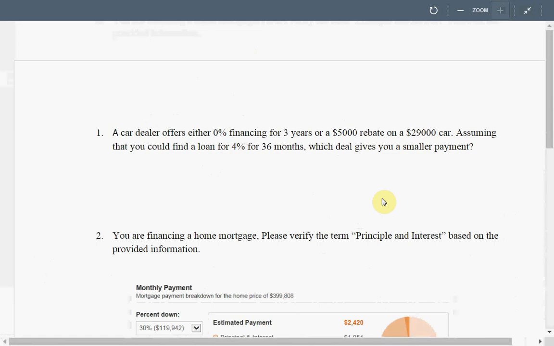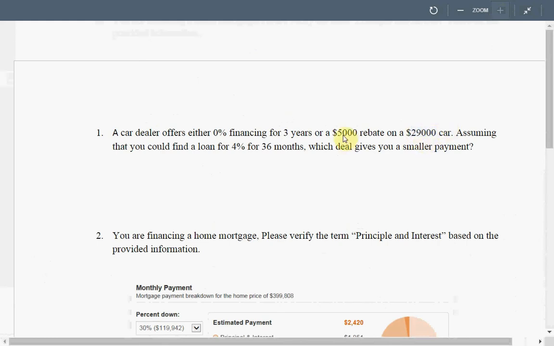Number 1: a car dealer offers either 0% financing for 3 years or a $5,000 rebate on a $29,000 car. Assuming that you could find a loan for 4% for 36 months, which deal gives you a smaller payment? So you have 2 options, and both are pretty good. One you pay no interest, and another you get a $5,000 instant mark off of the price. Basically instead of paying $29,000, you're paying for a $24,000 car.